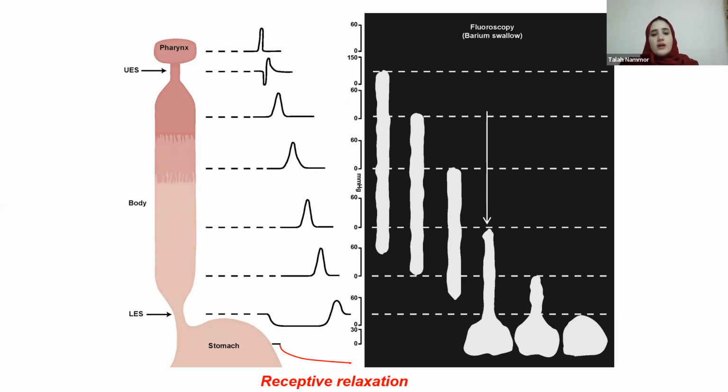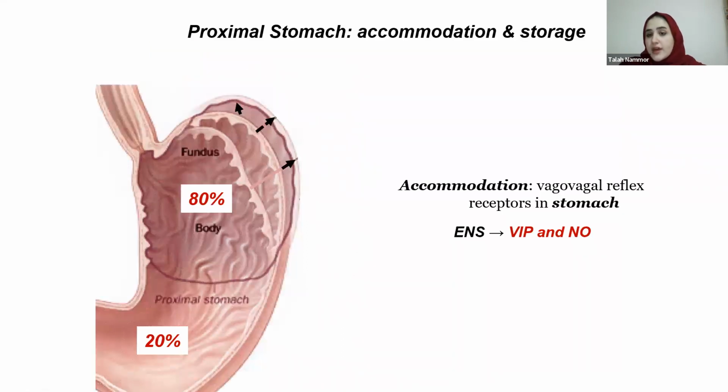Now, not only does the pharynx activate the vagus nerve, our own stomach does too. When the food reaches the stomach and it's there, the stomach itself will activate the vagus nerve, which will activate an inhibitory neuron, resulting in the release of VIP and nitric oxide. So we have two things causing the release of VIP and nitric oxide: the vagovagal reflex by the pharynx, and this is called receptive relaxation, and the vagovagal reflex by the stomach, and this is called accommodation.